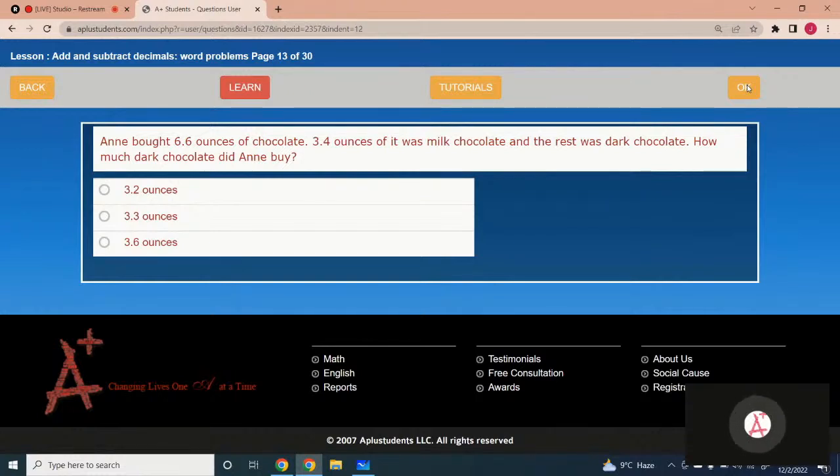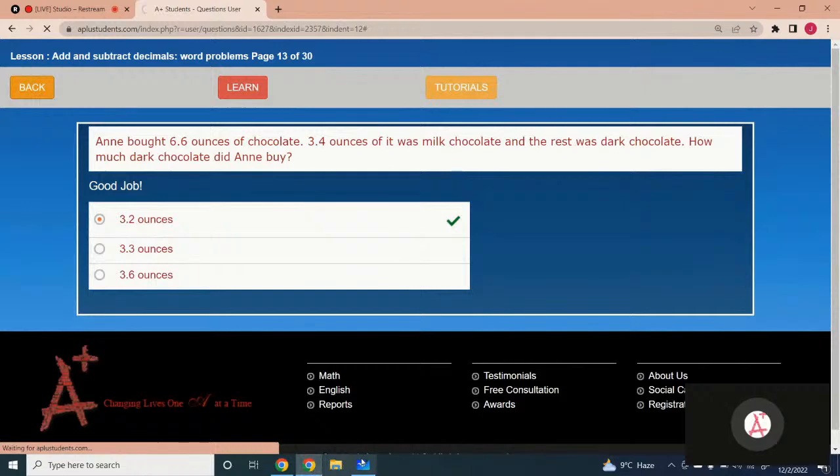Annie bought 6.6 ounces of chocolate and 3.4 ounces of it was milk chocolate and the rest was dark chocolate. How much dark chocolate did Annie buy? So you have to subtract 3.4 from 6.6. So it would be 6.6 subtract 3.4 is 3.2 ounces. Got it?